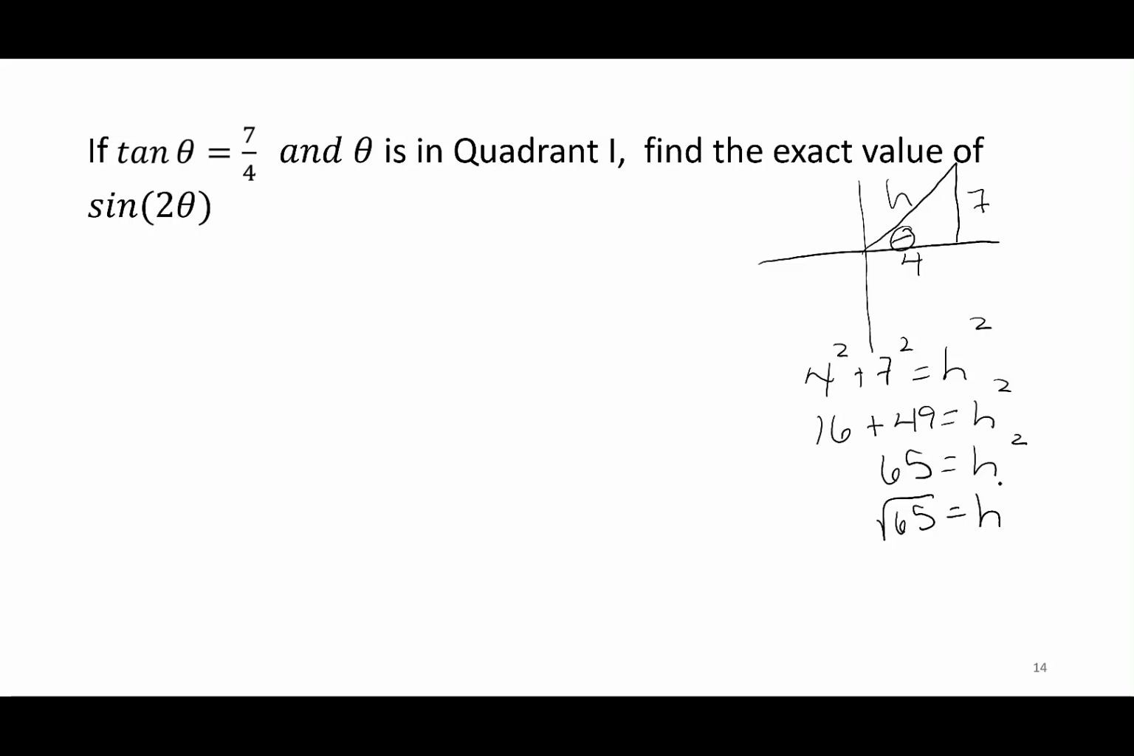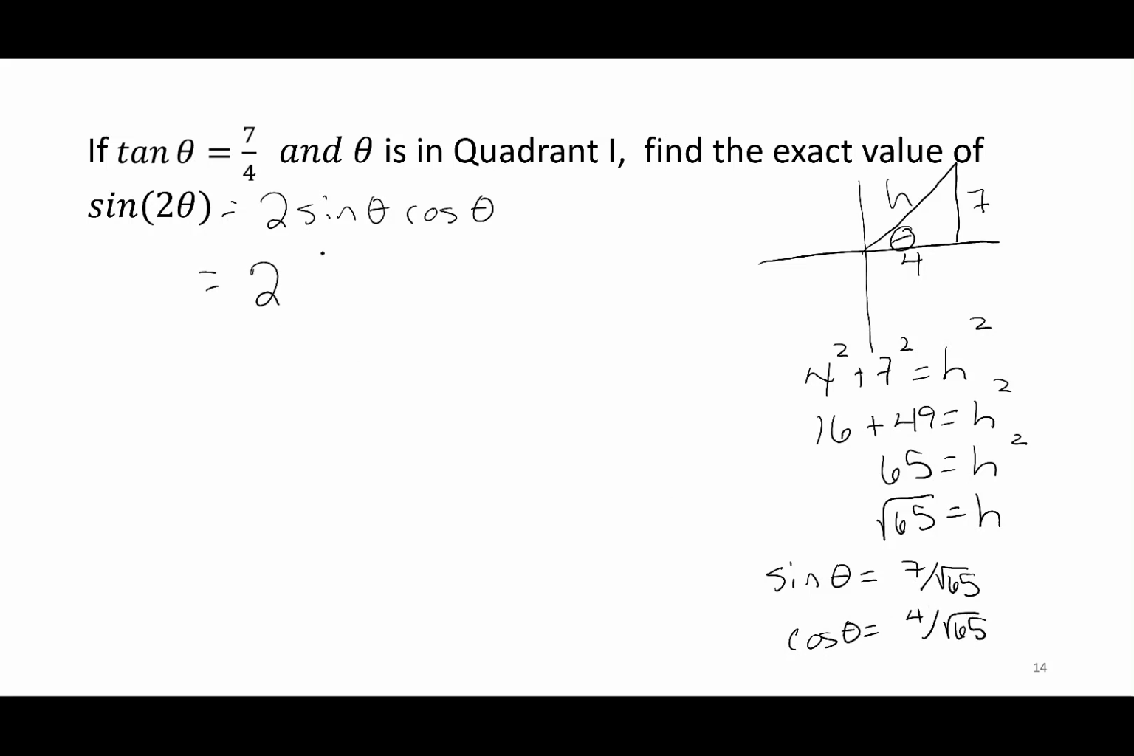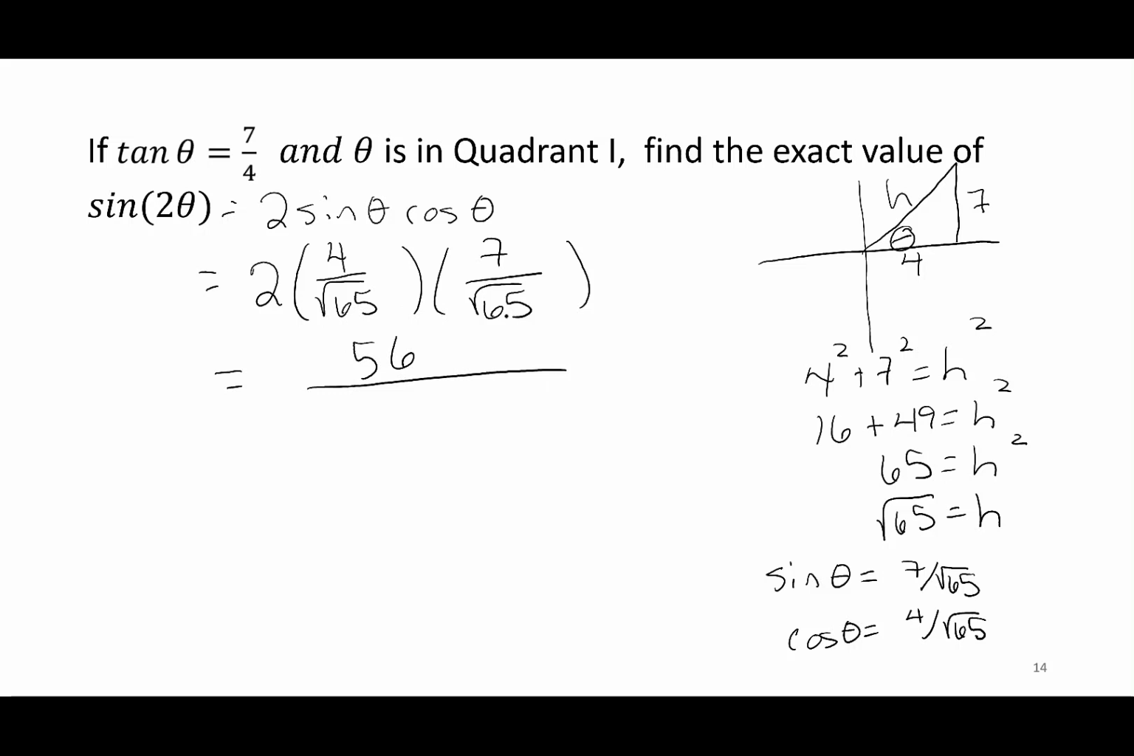Because we're looking for the sine of 2 theta, I know that I need 2 times the sine of theta times the cosine of theta. Sine of theta is going to be 7 over the square root of 65. Cosine of theta is going to be 4 over the square root of 65. This gives me 2 times 4 over the square root of 65 times 7 over the square root of 65. 2 times 4 times 7 is 56. The square root of 65 times the square root of 65 is just 65.